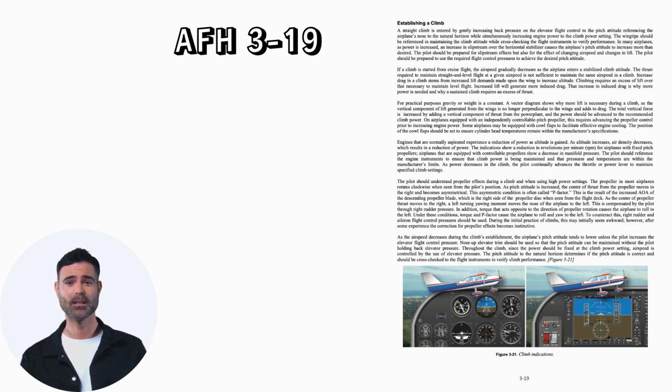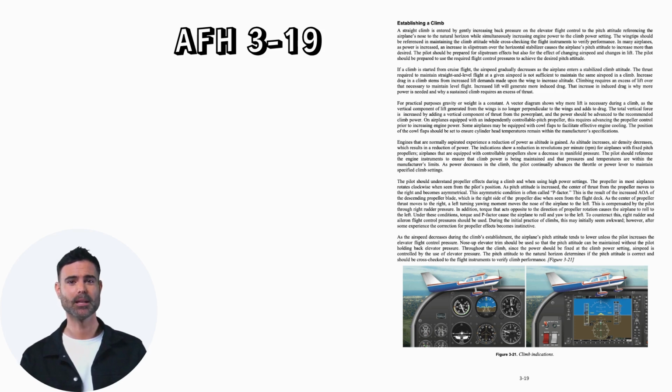This is the result of the increased AOA of the descending propeller blade, which is the right side of the propeller disc when seen from the flight deck. As the center of propeller thrust moves to the right, a left-turning yawing moment moves the nose of the airplane to the left. This is compensated by the pilot through right rudder pressure. In addition, torque that acts opposite to the direction of propeller rotation causes the airplane to roll to the left. Under these conditions, torque and P factor cause the airplane to roll and yaw to the left. To counteract this, right rudder and aileron flight control pressures should be used.